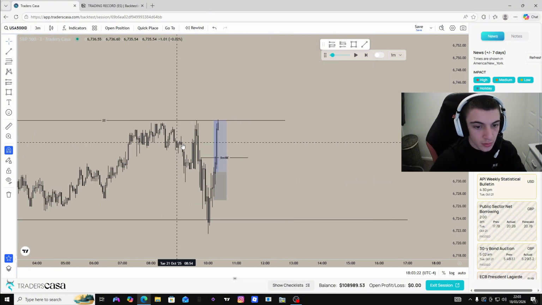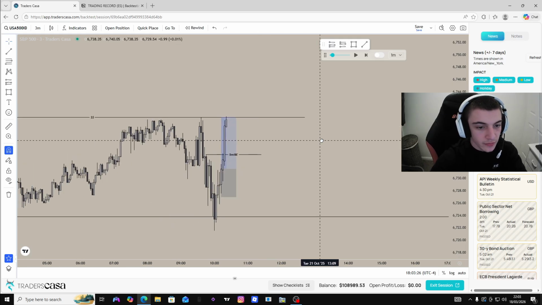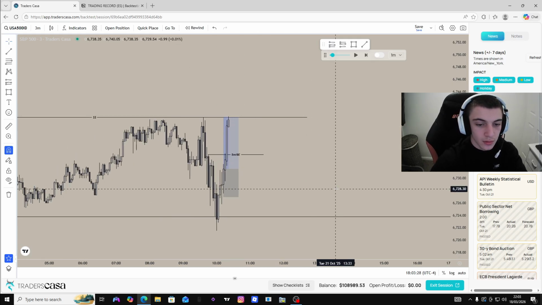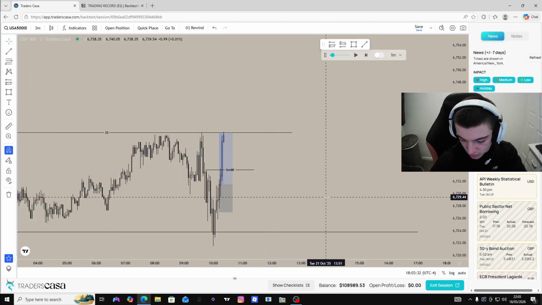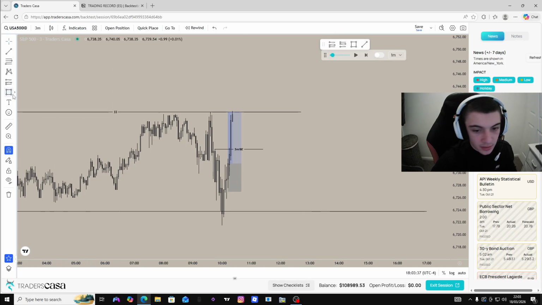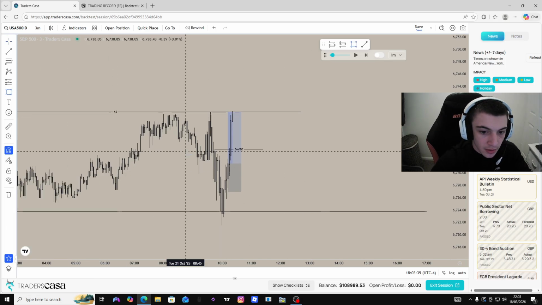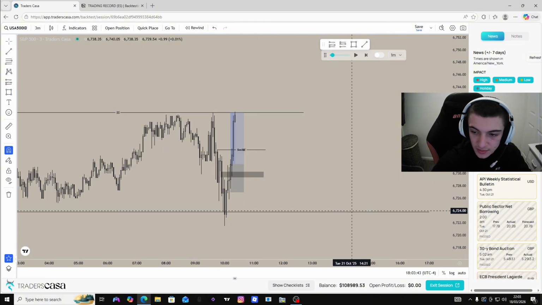Yeah, nice little accumulation. Made like equal highs with this FEG. Little accumulation, manipulation, distribution. Little continuation higher. We had the inversion here. It wasn't the cleanest inversion, but I still like the displacement.